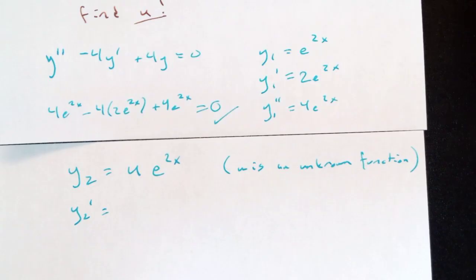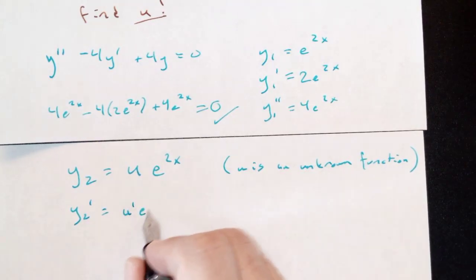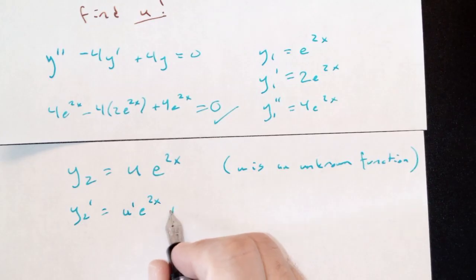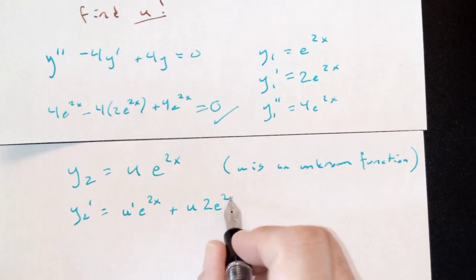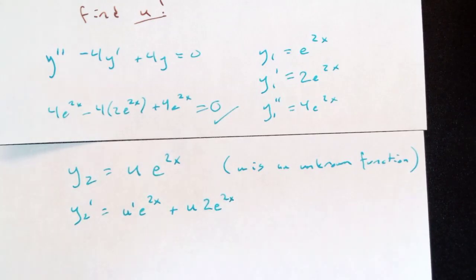U is a function. Since u is a function, I have to do the product rule. Derivative of u is u prime. Then I leave the e to the 2x. Then I leave the u alone, and I get 2e to the 2x. It might be worthwhile to refactor this, to separate and regroup, pull out an e to the 2x. I'm going to leave it just like this. I don't need to deal with that at the moment.